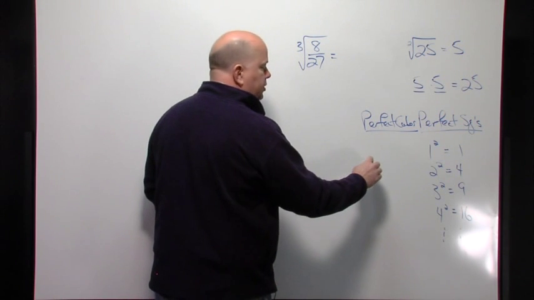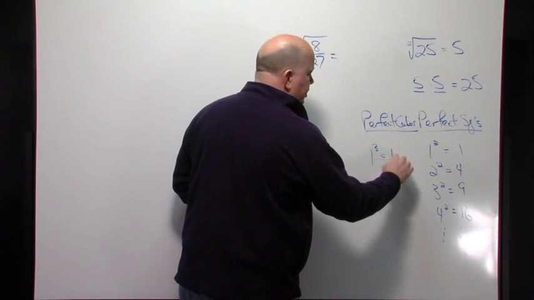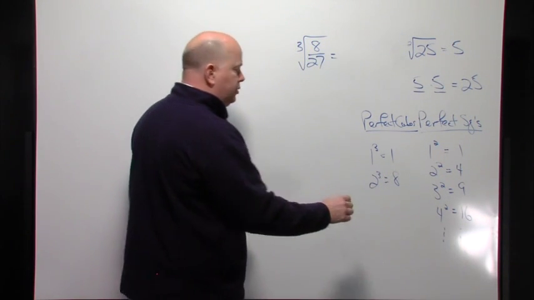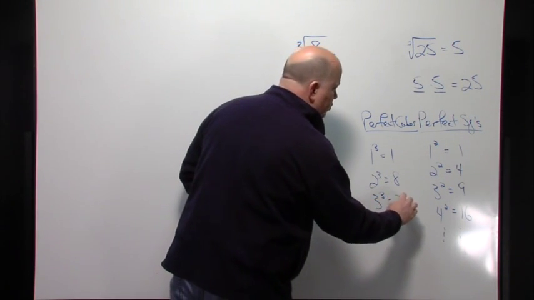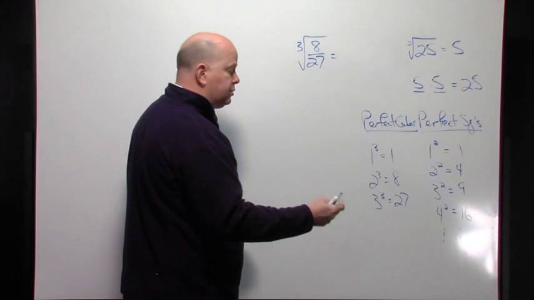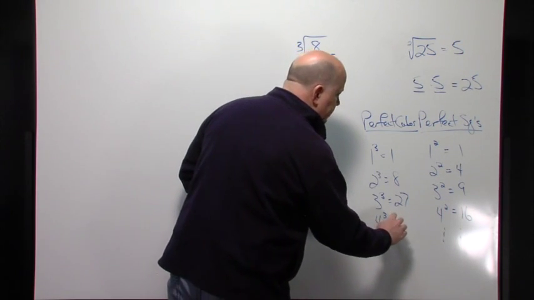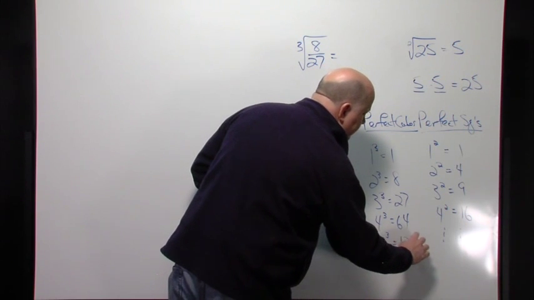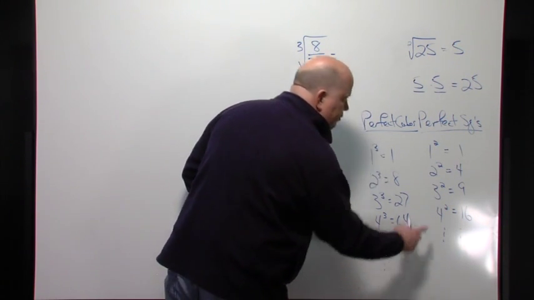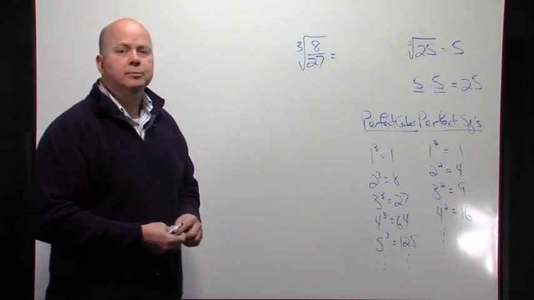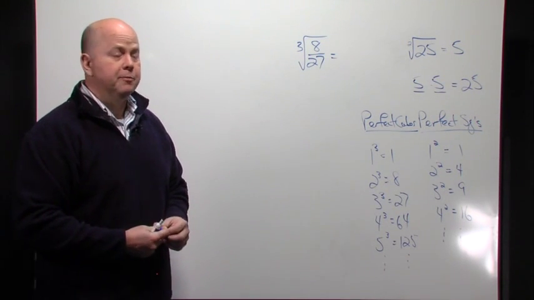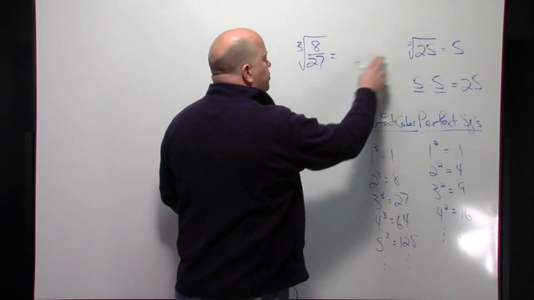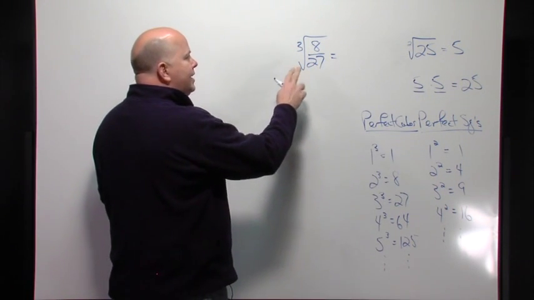So the perfect cubes are 1 cubed, which equals 1, 2 cubed, which is 8, 2 times 2 times 2, 3 cubed, which is 27, 3 times 3 times 3, 4 cubed is 64, 5 cubed is 125, and these are some numbers you should memorize, just like the perfect squares that you should have at the tip of your fingers.